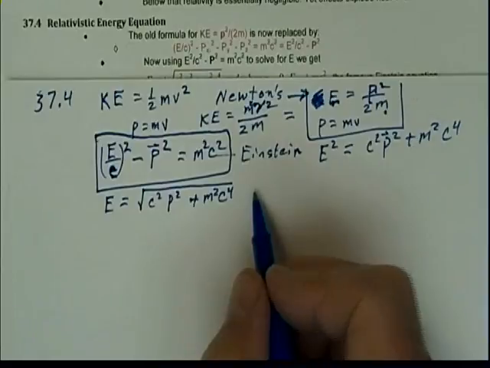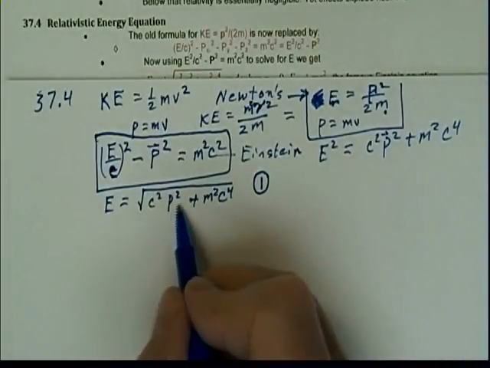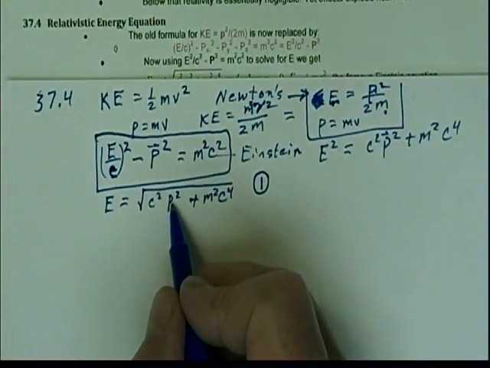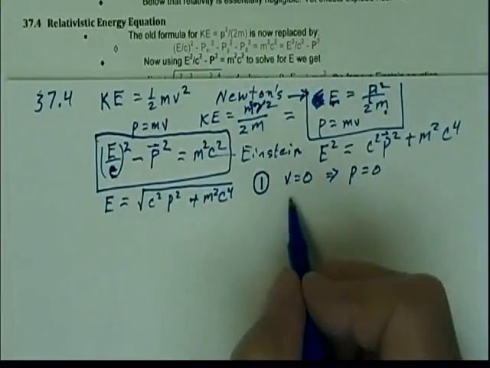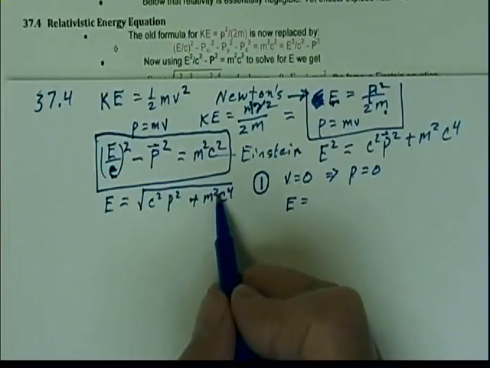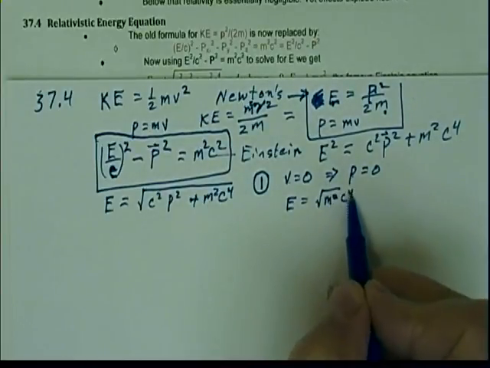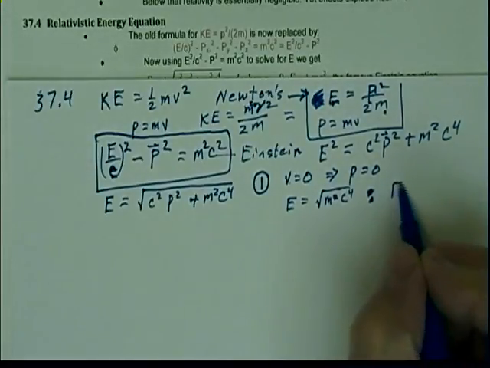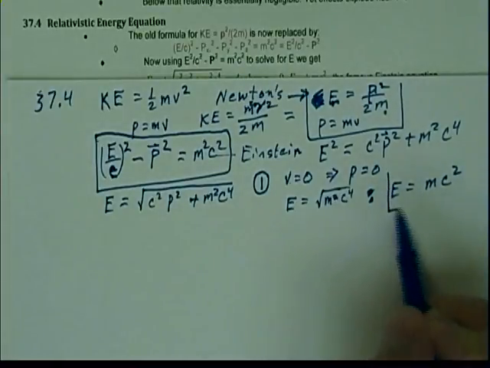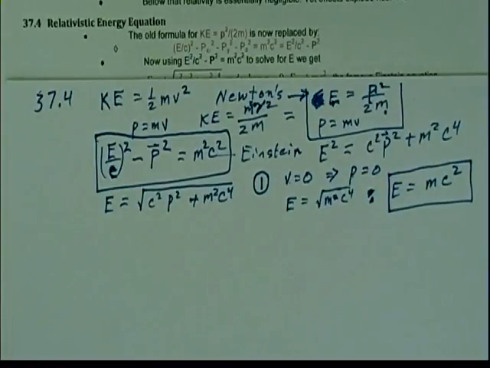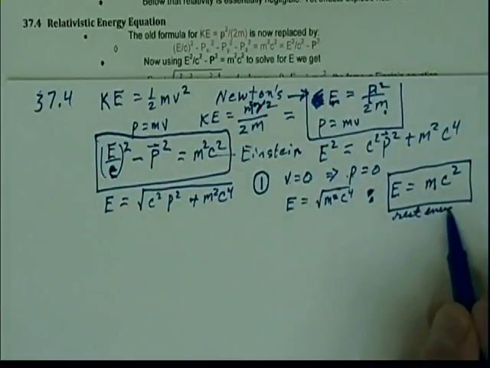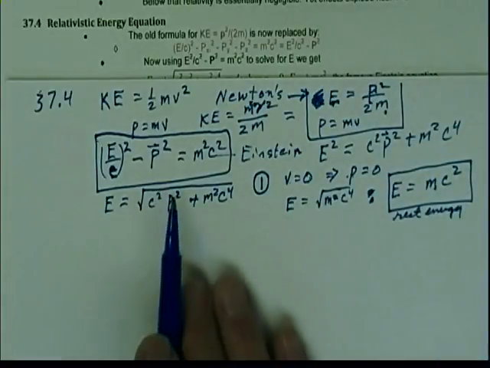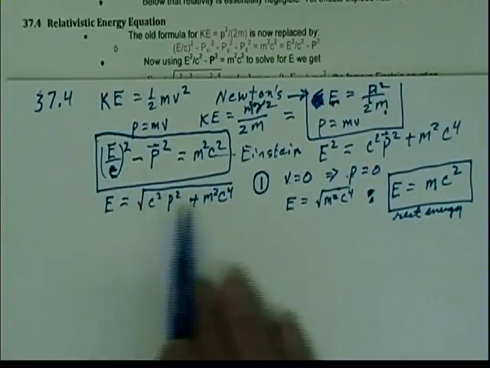Well, first of all, the first example I want to take, number 1, is where the particle is sitting still. If it's sitting still, it has no momentum. So I'm going to take v equal to 0, which implies that p is equal to 0. No velocity, there's no momentum. If that's true, then E is equal to the square root of m squared c to the 4th, which is the same thing as saying E is equal to mc squared. Probably the most famous equation in all of physics, it relates energy to the mass of a particle, and it says that even if a particle is sitting still, it has what is called a rest energy equal to mc squared.